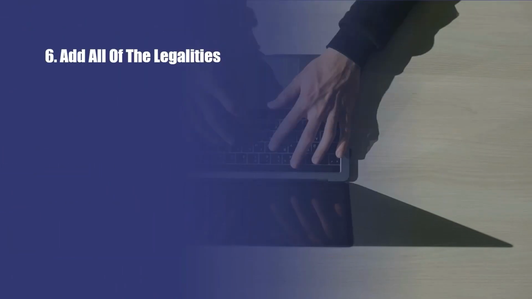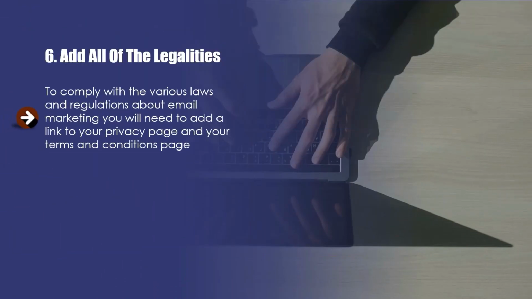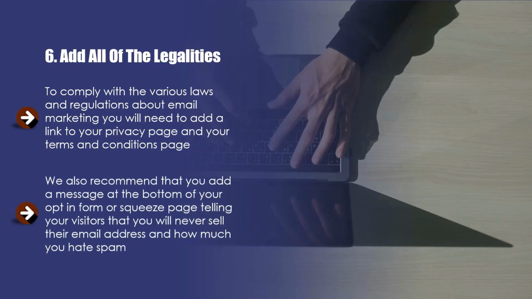6. Add all of the legalities. To comply with the various laws and regulations about email marketing, you will need to add a link to your privacy page and your terms and conditions page. The rules change often, so make it your business to keep up to date with everything. We also recommend that you add a message at the bottom of your opt-in form or squeeze page telling your visitors that you will never sell their email address and how much you hate spam. This is not a legal requirement, but it will make your visitors feel comfortable.